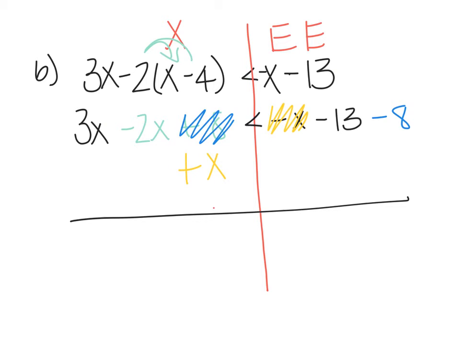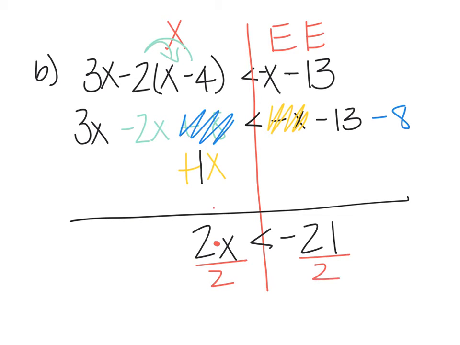Remember, if I don't have a coefficient, that coefficient is a 1. So that really leaves me with 2x on the left side is less than negative 13 minus 8 is negative 21 on the right side. And to get x completely by itself, remember 2 and x are multiplied. So to get rid of something that's multiplied, I need to divide. And this 2 that I am dividing by is a positive 2.